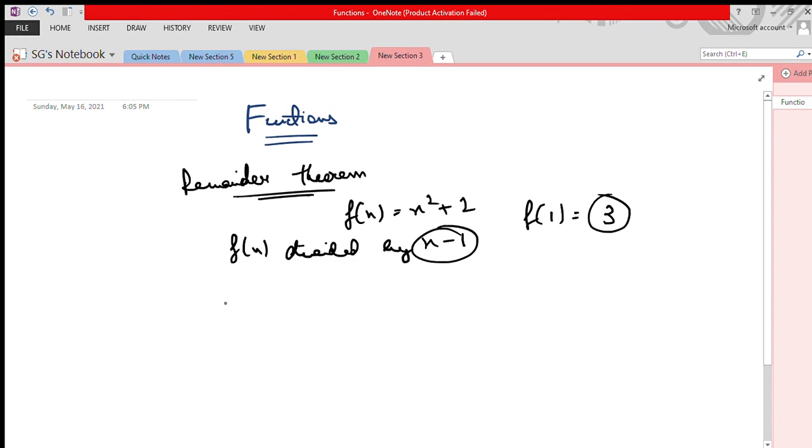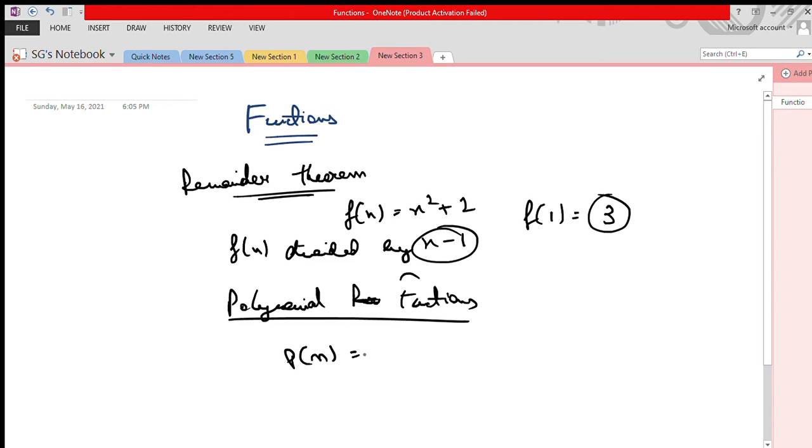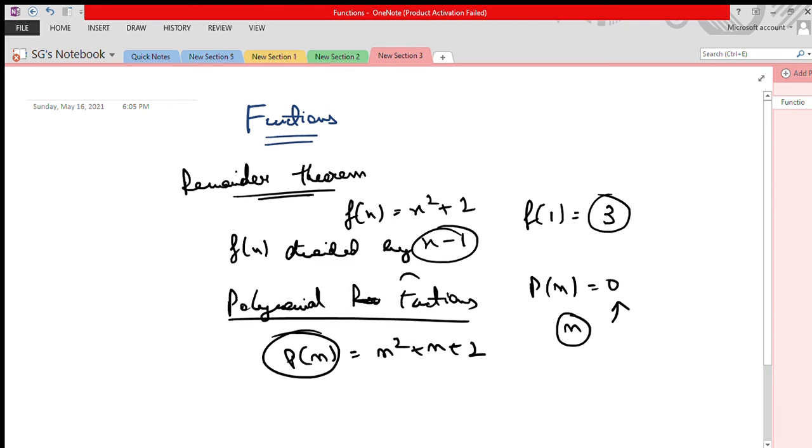In class 10 they come to know about polynomial functions, where they are given a polynomial function P(n), where you have n squared plus n plus 2. They're asked to find the root of the polynomial function. What we do is that we equate this to 0 and we find the values of n for which this particular condition is satisfied. So these sorts of things students usually learn in class 9 and 10.